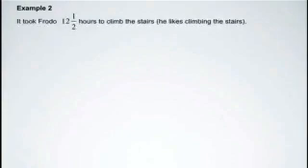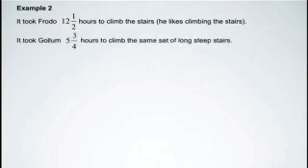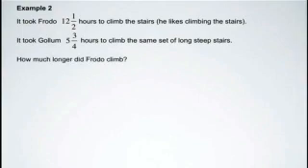So now if we look at the second example, we're going to consider the question where it took Frodo 12½ hours to climb up a set of stairs. It took Gollum 5¾ hours to climb the same set of stairs. And these are obviously long, steep stairs because it took both of them quite a long time to climb them. We want to know how much longer did Frodo take to climb the stairs.